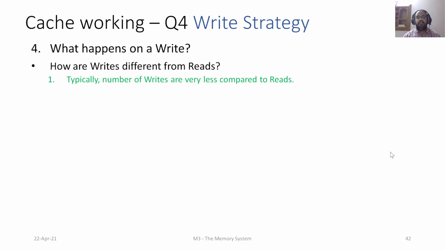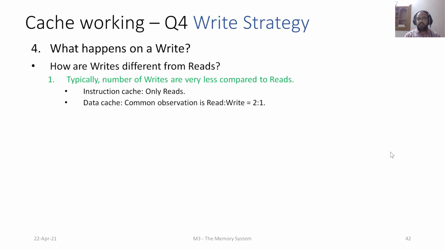The numbers say that usually there are 80% of reads and only 20% of writes. In addition, for the instruction cache, there are only reads because we only read the instructions. And when it comes to the data cache, like I said, it can be 80-20%, and a more common thing is for every 2 reads there will be only 1 write.